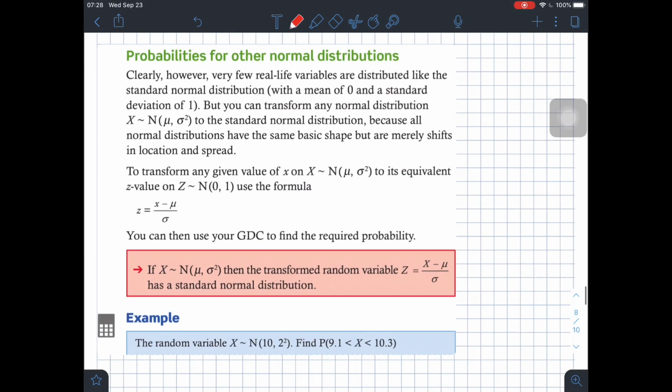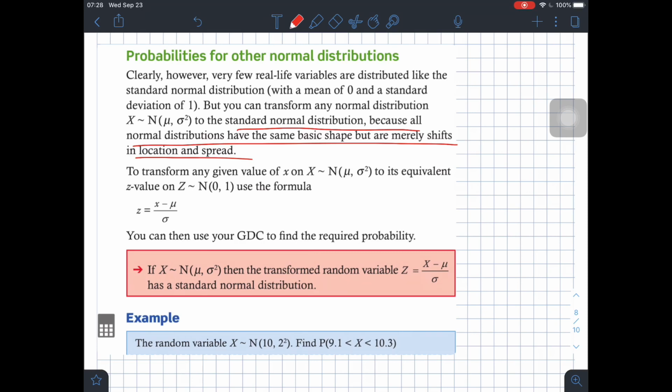So it says probabilities for other normal distributions. Clearly, however, very few real-life variables are distributed like the standard normal distribution, which has a mean of 0 and a standard deviation of 1. But you can transform any normal distribution to the standard normal distribution, because all normal distributions have the same basic shape, but are merely shifted in location and spread. This is something very important, right?